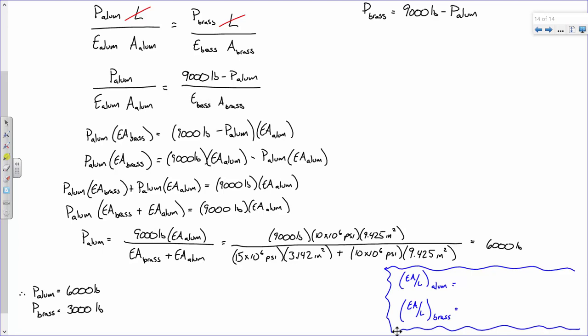Anybody got an answer for the first one? So we have 10 times 10 to the 6, we have the 9.425, and then the length was 18, right? So just give me a number for the first one. Anybody got a number? It doesn't matter. I mean, we'll see. What's that? 2.62 times 10 to the 6. Is that what you... Somebody else get something different? No, I got the to the seventh. Okay, all right. So we should be getting 10 times 10 to the 6 times 9.425 divided by 18. Oh, yeah, my bad. The one I gave you should be for the brass. This is for the brass right here.